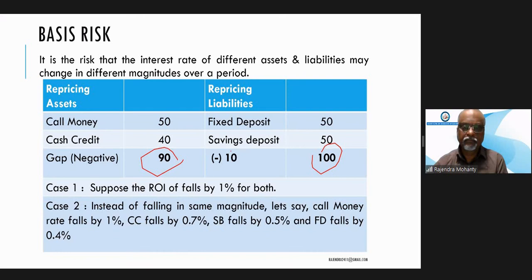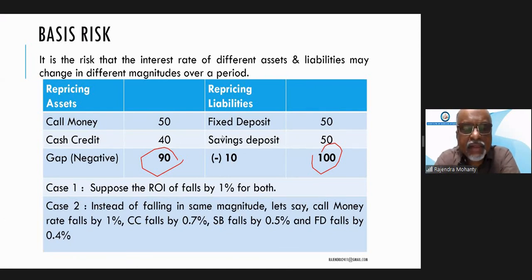0.33. Anybody else? Can you confirm that his 0.33 is correct? 0.8, sir. 0.8. How 0.8? Yes, sir, 0.8.